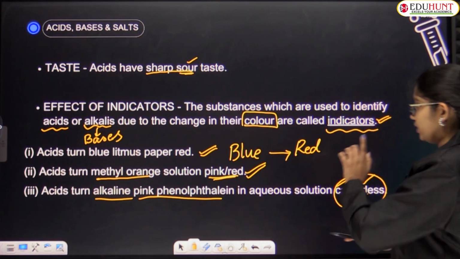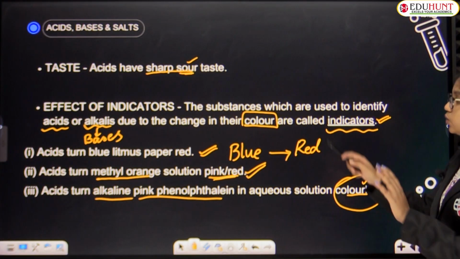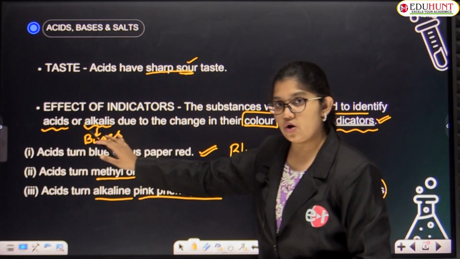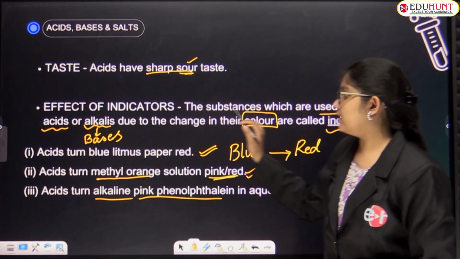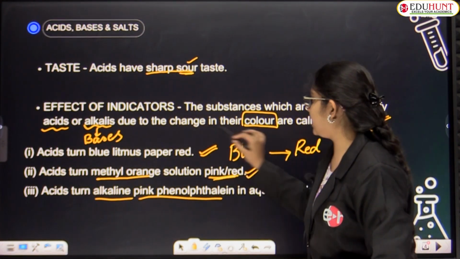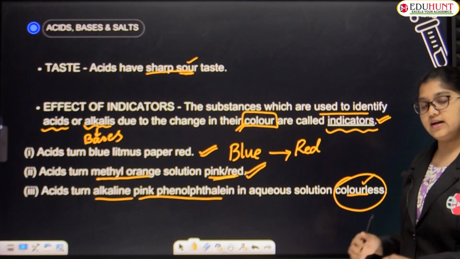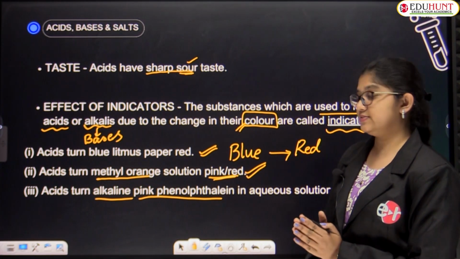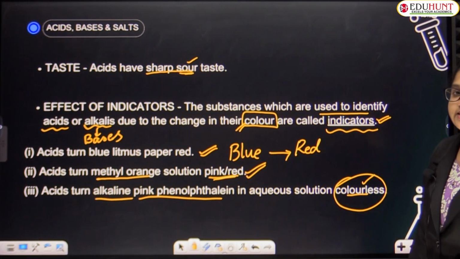Once again for you, what are indicators children? Those substances which are used to identify the acids or bases. So how will they identify? They'll easily change their color. Easily changing their color, they'll specify to us whether it is an acid or a base. Clear children? Very good. So those are named as indicators.